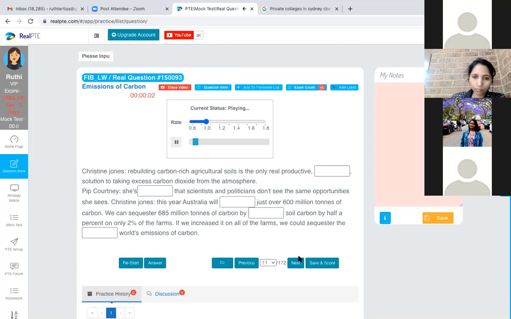Christine Jones, rebuilding carbon-rich agricultural soils is the only real productive, permanent solution to taking excess carbon dioxide from the atmosphere. Pip Courtney, she's frustrated that scientists and politicians don't see the same opportunities she sees. Christine Jones, this year, Australia will emit just over 600 million tons of carbon. We can sequester 685 million tons of carbon by increasing soil carbon by 0.5% on only 2% of the farms. If we increased it on all of the farms, we could sequester the whole world's emissions of carbon.